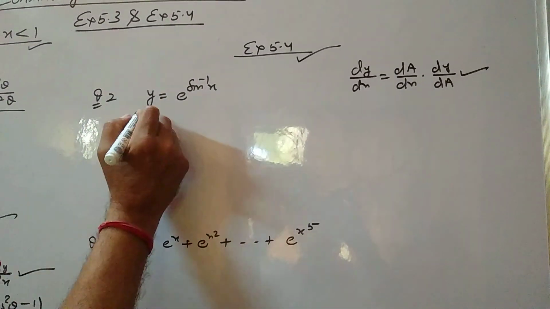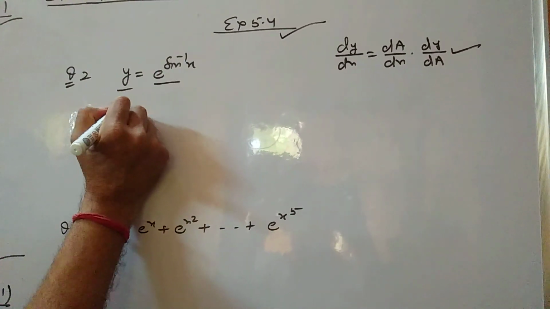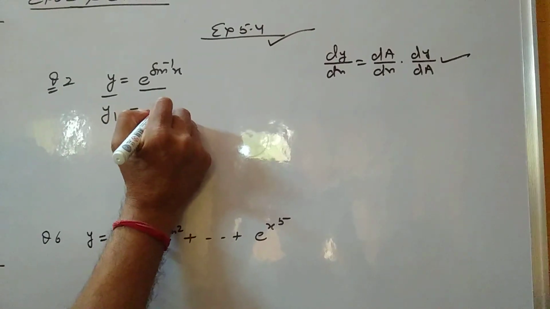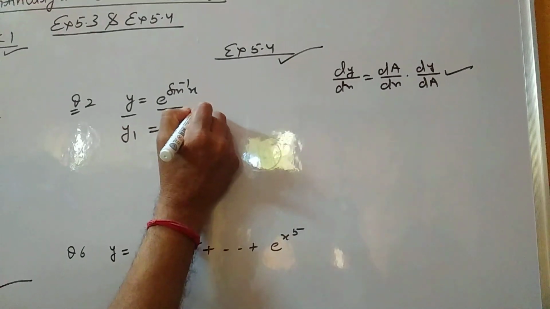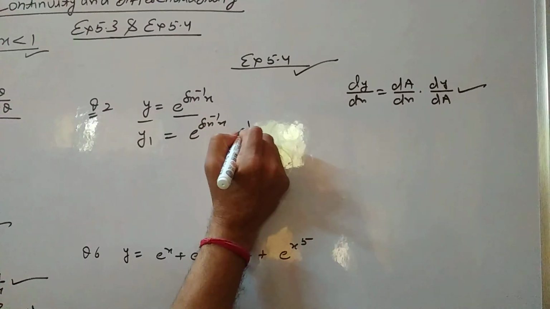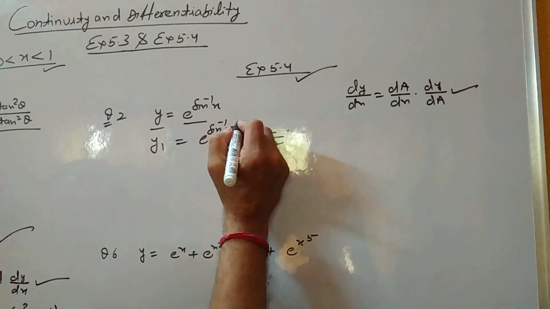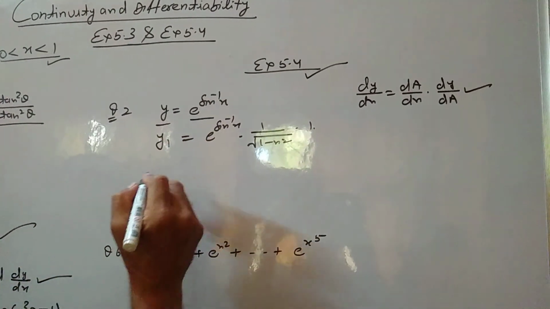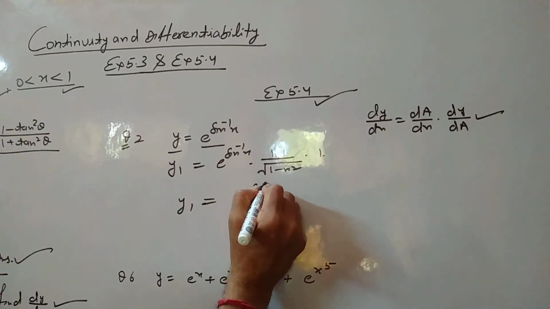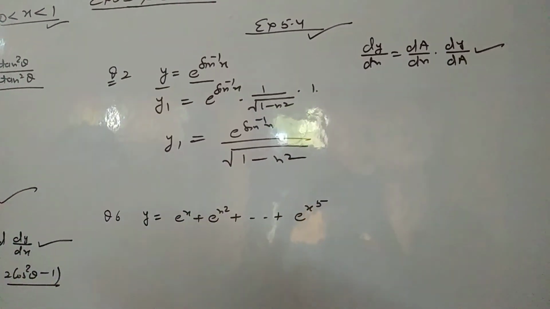You see that the question is y is equal to e to the power sin inverse x. Now use the direct chain rule. Differentiation of y is y1, and the differentiation of e to the power x is e to the power x. After that we differentiate sin inverse x, which is 1 upon under root 1 minus x square. After that we differentiate x, whose differentiation is 1. So our differentiation is e to the power sin inverse x over under root 1 minus x square.